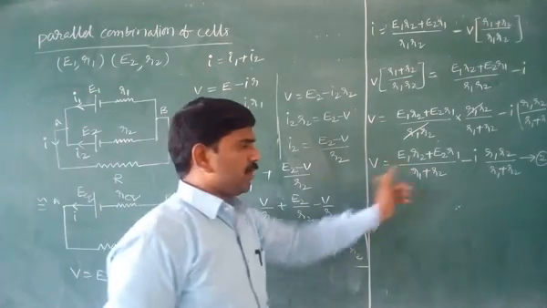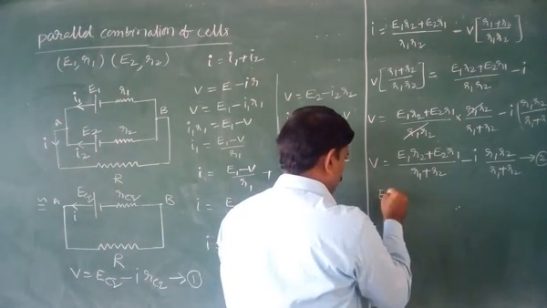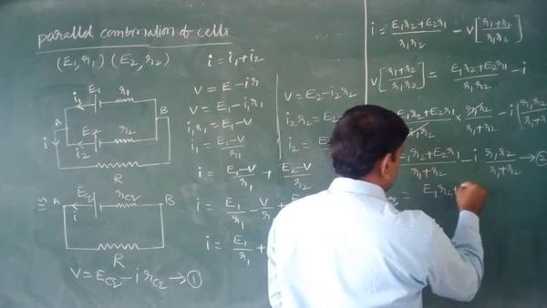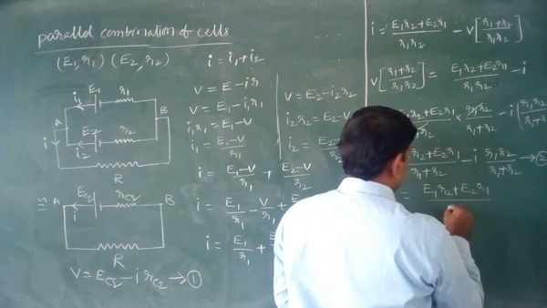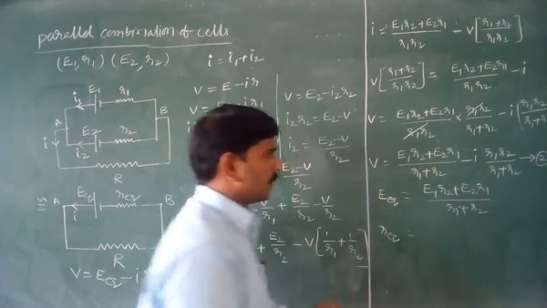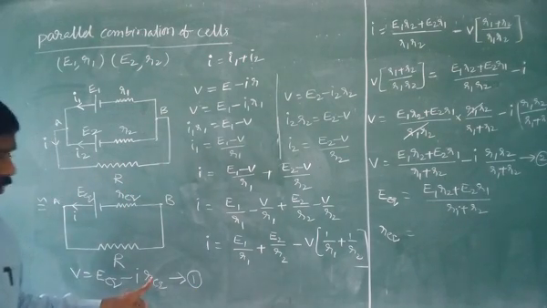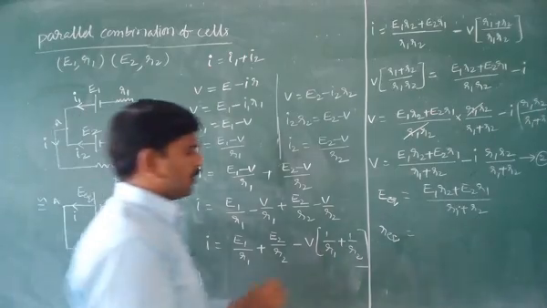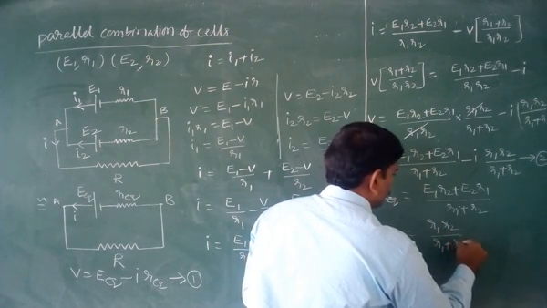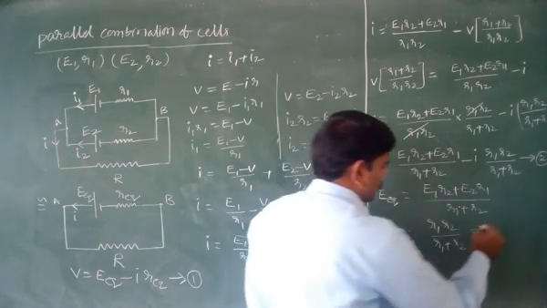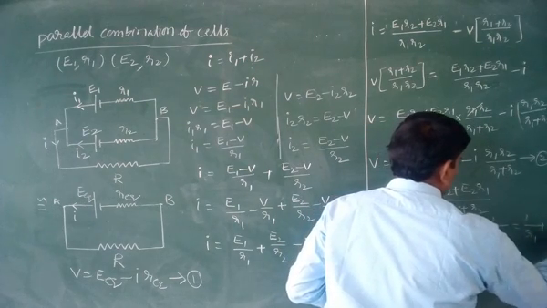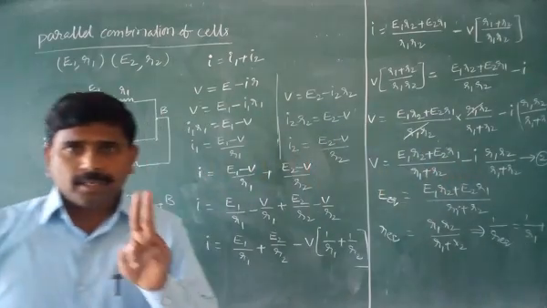Compare equation 1 and equation 2. Therefore E equivalent is equal to (E1 R2 plus E2 R1) by (R1 plus R2). R equivalent, the effective internal resistance, is equal to R1 R2 by (R1 plus R2). Or we can also write it like this: 1 by R equivalent is equal to 1 by R1 plus 1 by R2. Here we are taking two cells only.